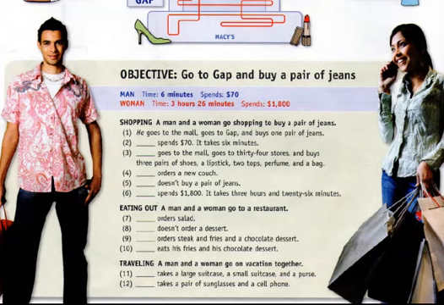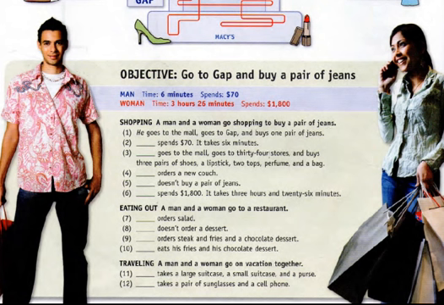Okay, here it says a man takes 6 minutes and spends $70, and a woman takes 3 hours and 26 minutes and spends $1,800. Shopping. A man and a woman go shopping to buy a pair of jeans. He goes to the mall, goes to Gap, and buys one pair of jeans. Spends $70. It takes 6 minutes.